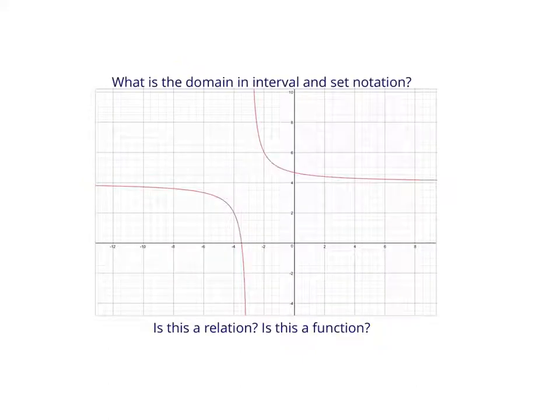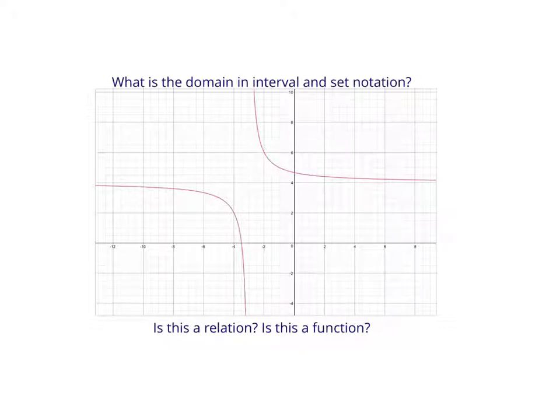All right, so first thing we're reviewing is we're going to look at a graph. We're going to find its domain in interval and set notation, decide if this is a relation and if this is a function. So remember, if it's interval notation, we write it in parentheses or square brackets, depending on if it's equal to or not equal to. And if it's set notation, we put it in the squiggly brackets. And we're going to use red to write in today.